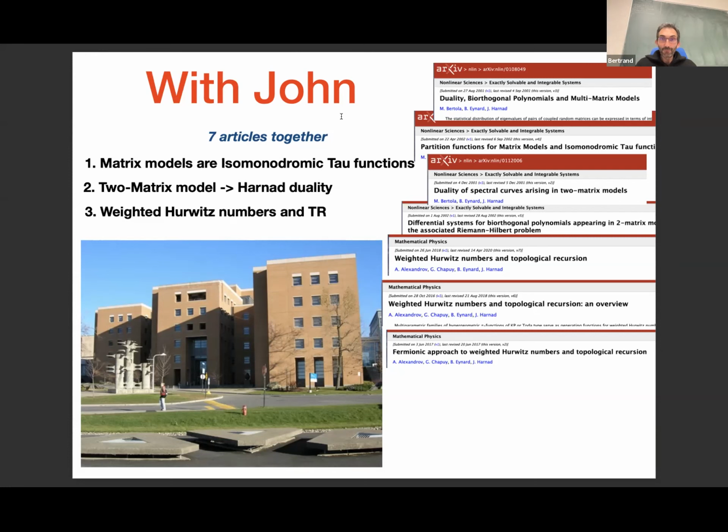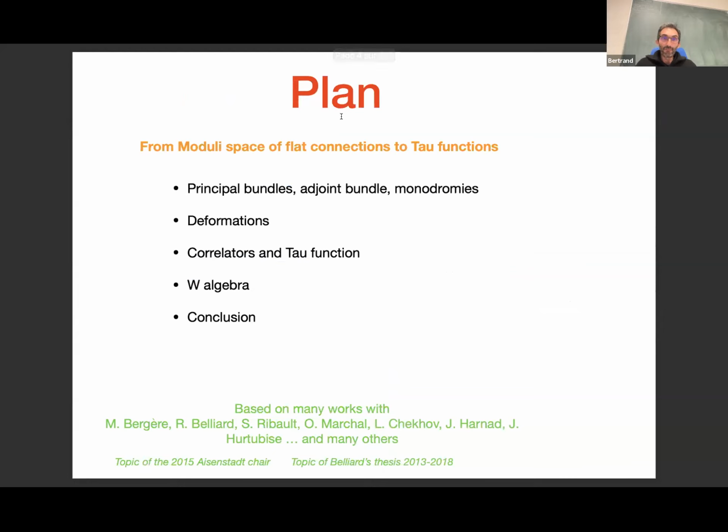Now let me go to my talk more properly. The plan of my talk: I'm going to talk about a geometric way of considering tau functions in relation to the moduli space of flat connections on bundles. I will start by introducing bundles, the adjoint bundles, and their monodromies. I will talk about their deformations, the notion of tau function, and for that, the notion of correlators. I will also look at a connection to W algebras and the Virasoro algebra, and I will conclude.